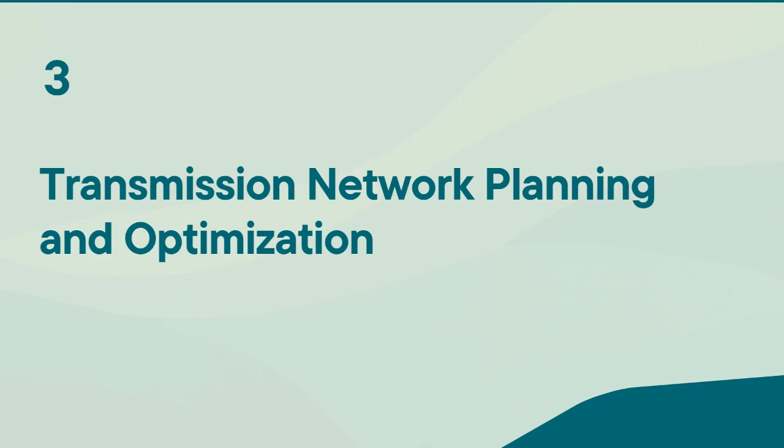Let's move to the second keyword. What is transmission network optimization? Transmission network optimization is the process of improving the performance of the transmission network through the use of advanced technology and operational systems. Thus, transmission network planning and optimization refers to the process of designing, building, and managing a power transmission network to ensure effective and efficient power delivery to all users.